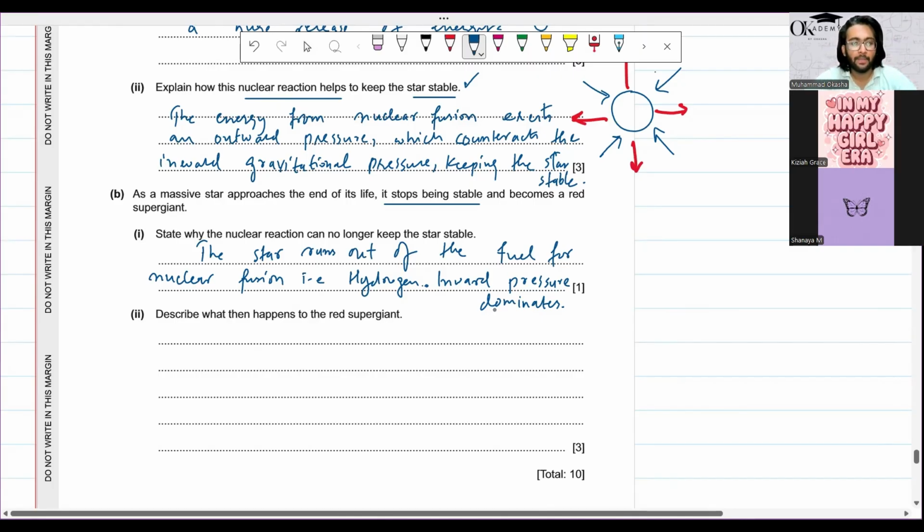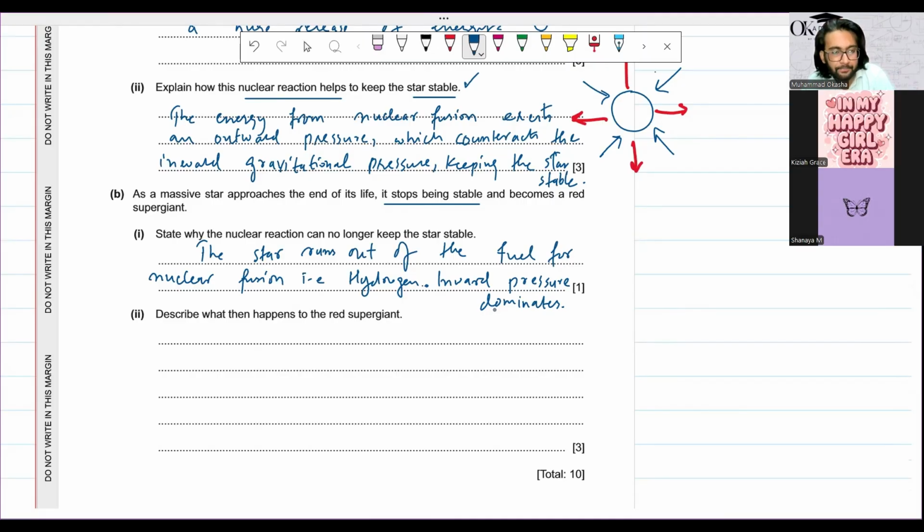So, in a red supergiant, what happens is, of course, the inward pressure keeps on increasing. It pressures the star, and there's an inward explosion. The heavier atoms, atoms heavier than iron, are thrown out of the star, forming a supernova. And after the supernova, it either becomes a neutron star or not.